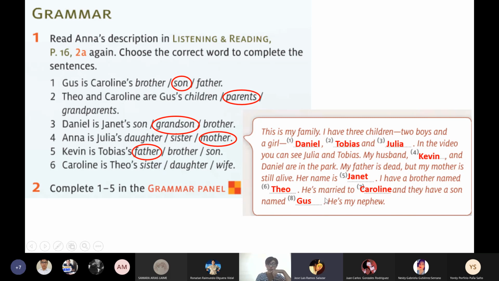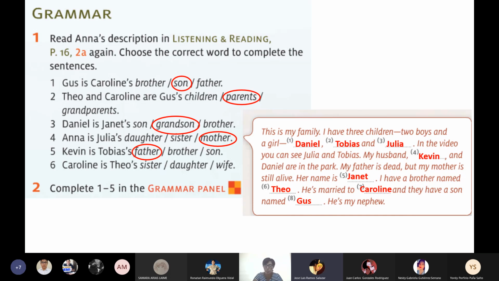Yeah, Theo. Theo is married to Caroline. So Caroline is Theo's. Es hija. Yes? Are you sure? Sí. ¿Seguro? ¿Cómo sabes que es su hija? Porque dice Carolina is Theo sister. No sé, no sé. ¿Dónde dice sister? There you have 3 options. Ahí tiene 3 opciones. Sister, daughter, wife. Tiene que escoger una opción. Aquí en la descripción dice, I have a brother named Theo. He is married to Caroline. So Theo is married to Caroline.